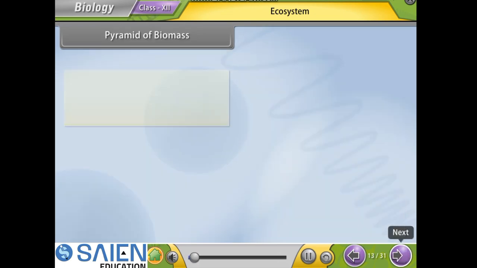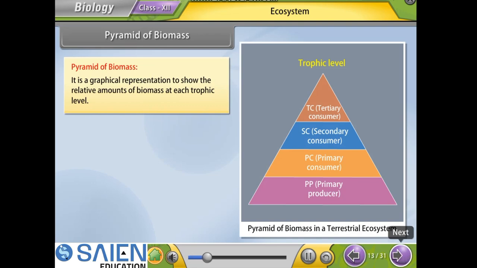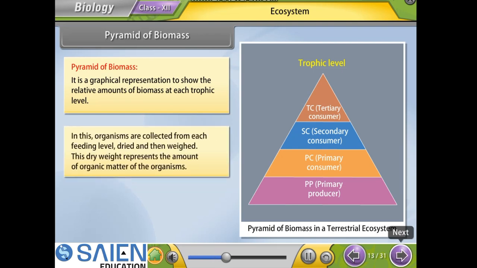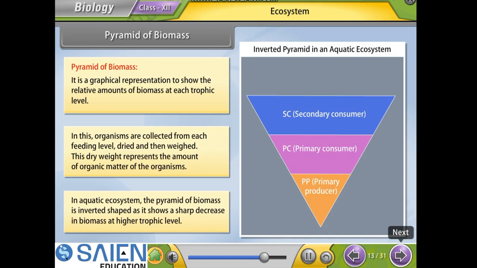Pyramid of biomass. It is a graphical representation to show the relative amounts of biomass at each trophic level. In this, organisms are collected from each feeding level, dried and then weighed. This dry weight represents the amount of organic matter of the organisms. In an aquatic ecosystem, the pyramid of biomass is inverted as it shows a sharp decrease in biomass at higher trophic levels.